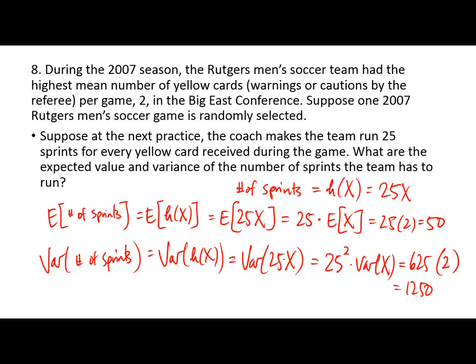Why did you square the 25 when you took it out? Why did I square the 25 when I brought it outside? Well, that's a property of the variance, so that's always true. The variance of a times x is always equal to a squared times the variance of x. I think we actually figured out how to prove that in class, but that's something you can just use.